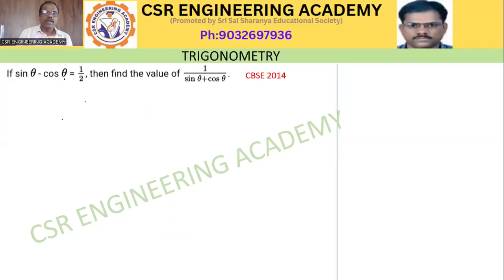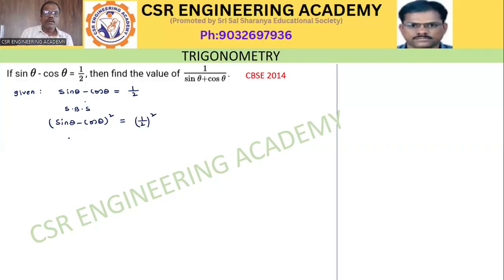If sin theta minus cos theta is equal to 1 by 2, then find the value of 1 by sin theta plus cos theta. Given sin theta minus cos theta is equal to 1 by 2. Squaring on both sides, (sin theta minus cos theta) whole square is equal to (1 by 2) whole square.